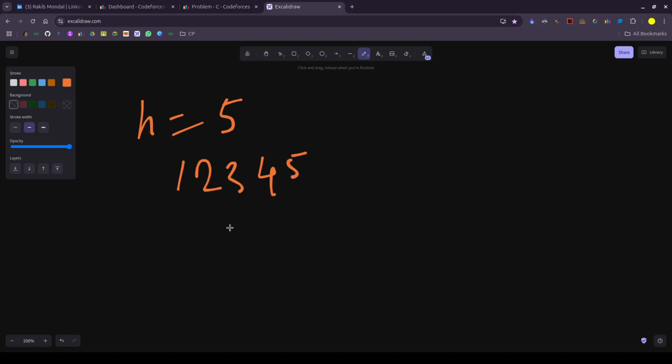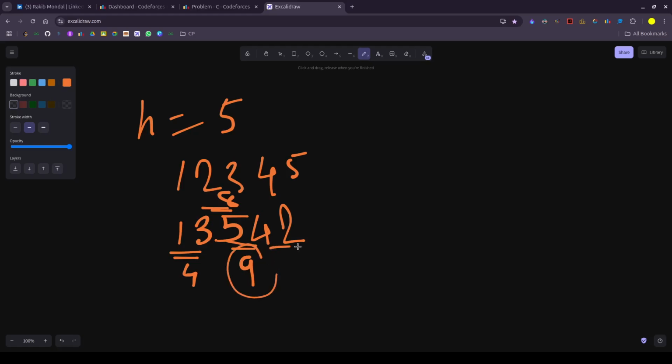For n equal to 5, if we create 1, 3, then 5, and then we take 4, 2, we can directly create such a permutation. So 3 and 1 is 4, 5 and 3 is 8, 5 and 4 is 9. This is also a non-prime number, and 4 and 2 is 6. This is also a non-prime number, a composite number. So for 5 it is possible.